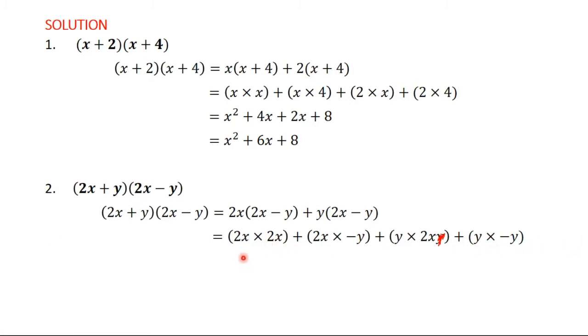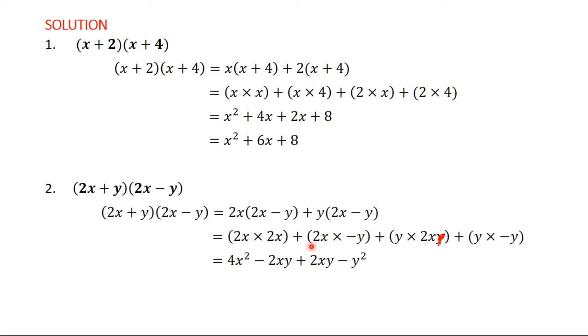Then let's continue. We know that 2x times 2x is going to give us 4x squared. Once again, if you watch the video on multiplications of algebraic expressions, you understand why 2x times 2x is going to give us 4x squared. Then move on to the next bracket. The next bracket is going to give us 2x times minus y.